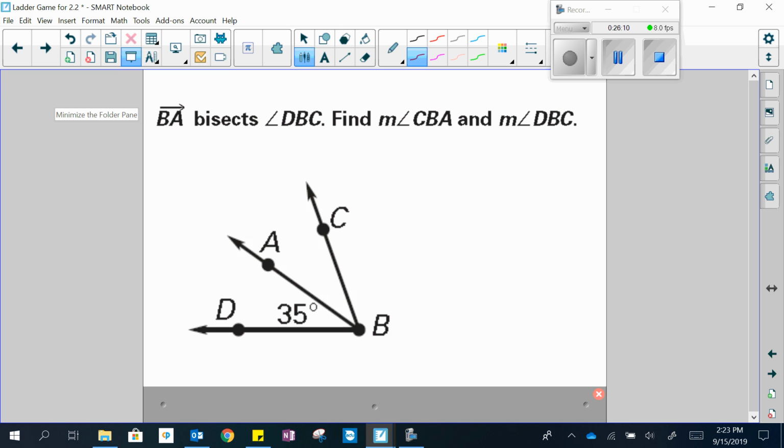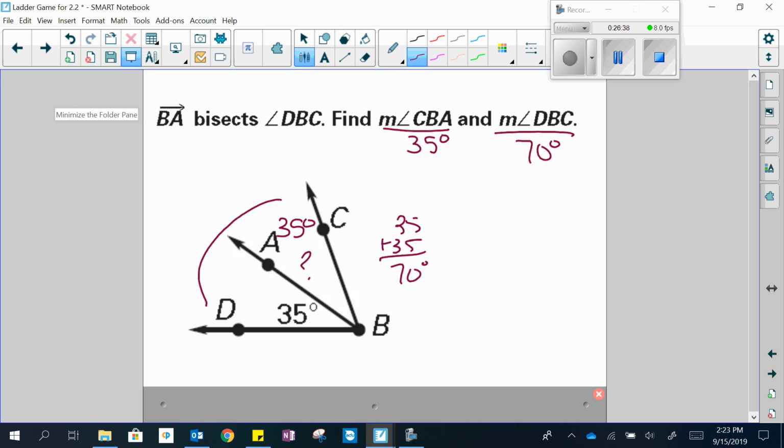All right, if you guys were reading carefully, you notice that it wants you to find two things, right? It wants you to find CBA, which is this one, and we know that it's congruent, so that one's 35 degrees. And then it also wants you to find DBC. DBC goes all the way across, so we would do 35 plus 35, and that's 70 degrees. So DBC is 70. So hopefully you got that right. Pause it if you need to, and moving on.